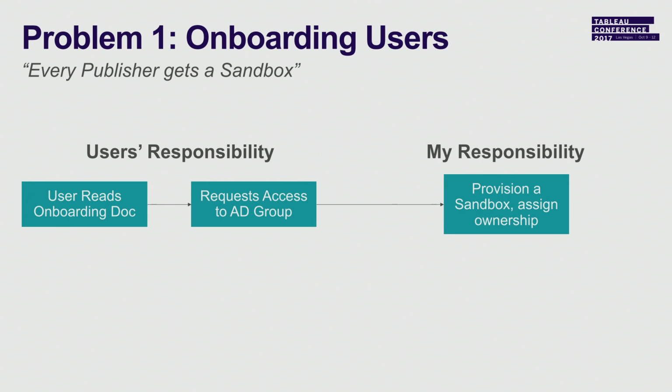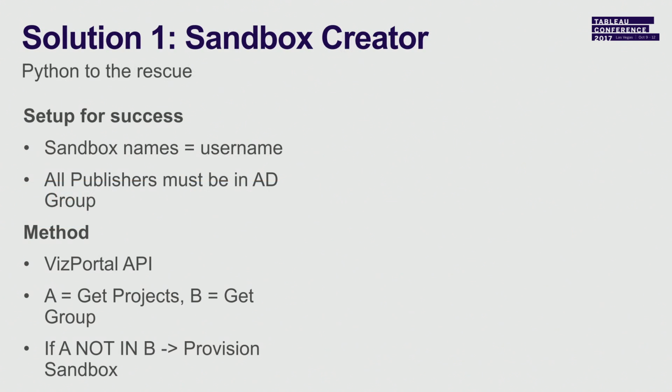This is setup. This is kind of the core piece that helps this run. My first problem goes back to onboarding users. Everybody gets a sandbox. And if I have to onboard 30 users, I don't want to sit in front of server and be like, create project, change owner, create project, change owner, create project, change owner. This is my responsibility to provision and assign ownership. But I don't know how many there's going to be. So I need to be able to check and build. So to solve this, I wrote a Python script, and I'm cheating. All of the usernames map to the project names, so I can compare one list to the other.